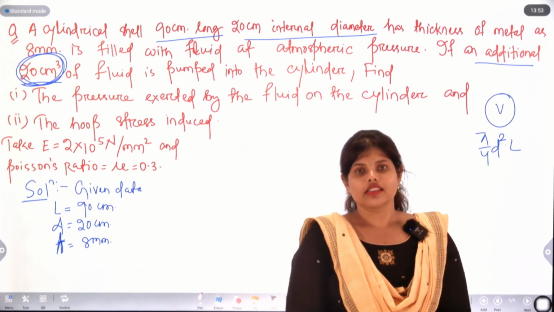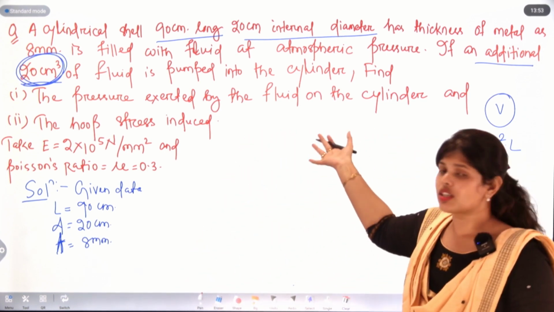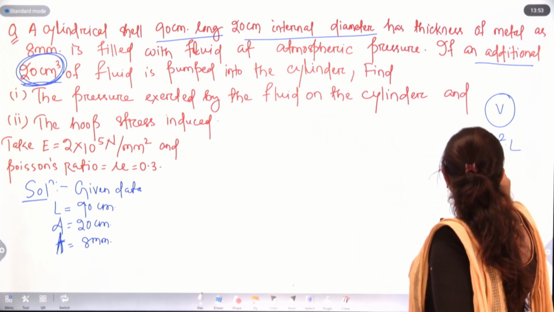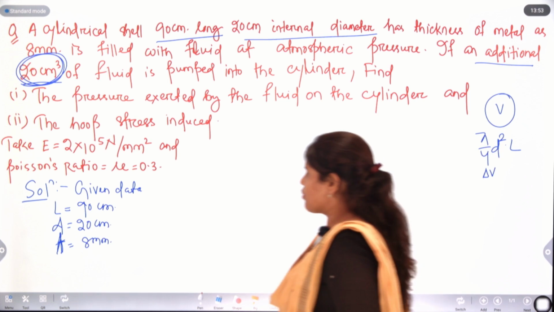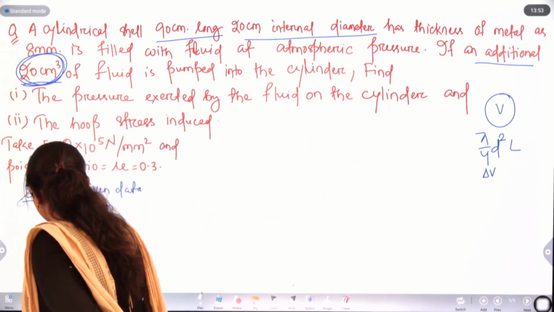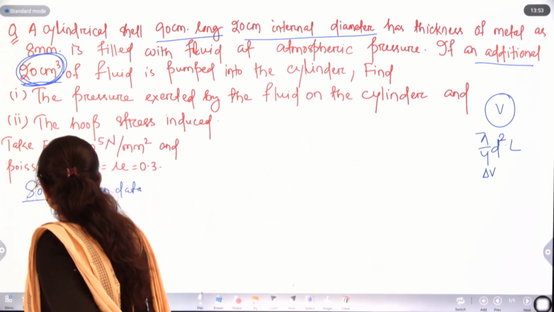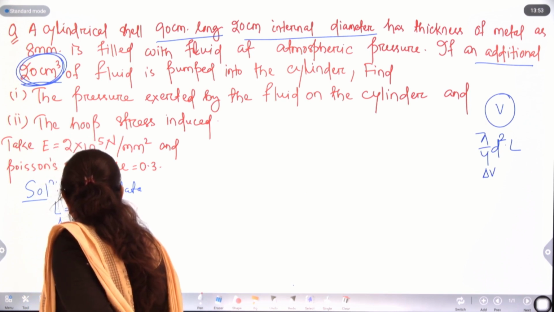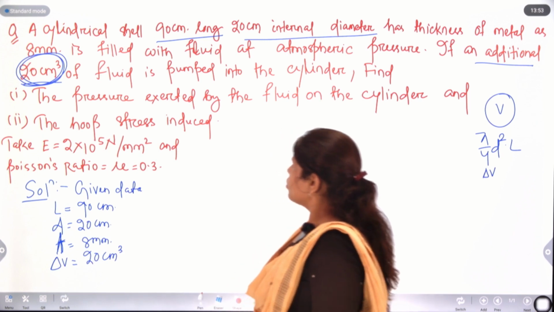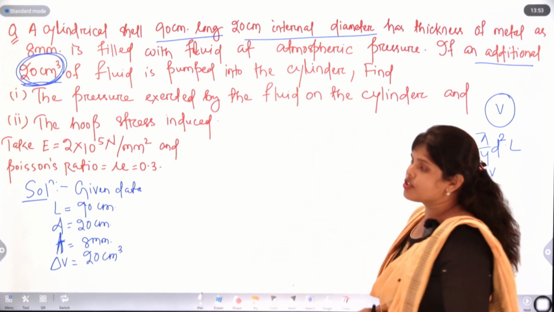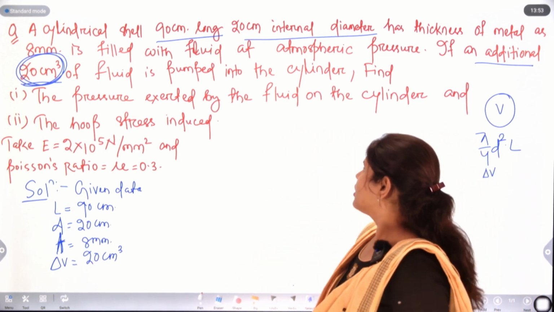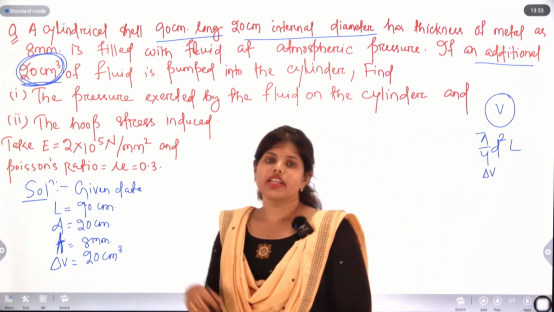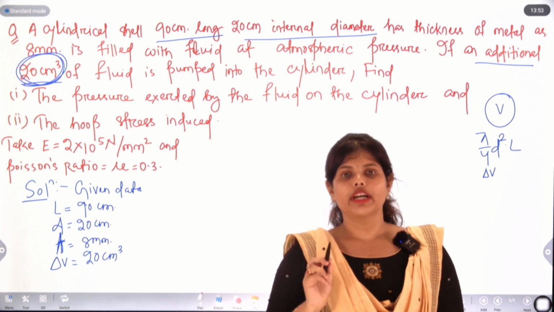What it's asked is that there is some additional fluid inside it. That means we have here del V. Right. So, del V is our 20 centimeter cube. Right. So, the first question asked is to calculate the pressure exerted by the fluid on the cylinder. That means the question asks to calculate P.